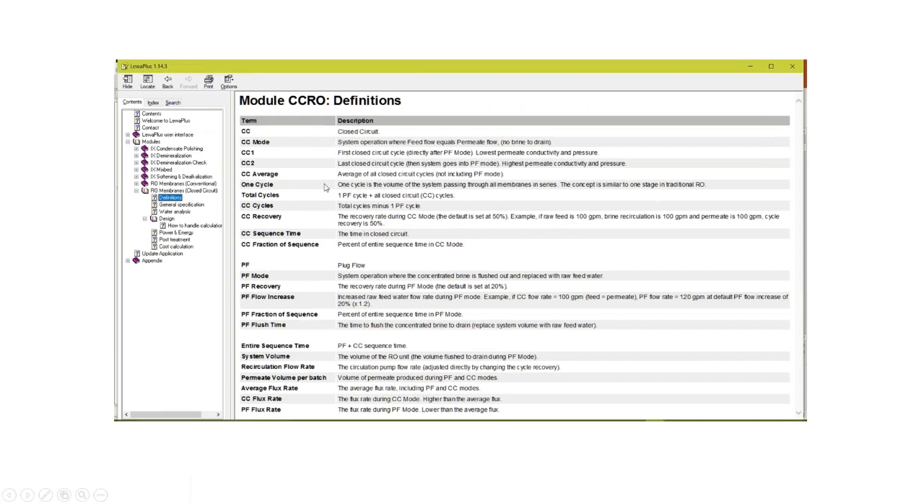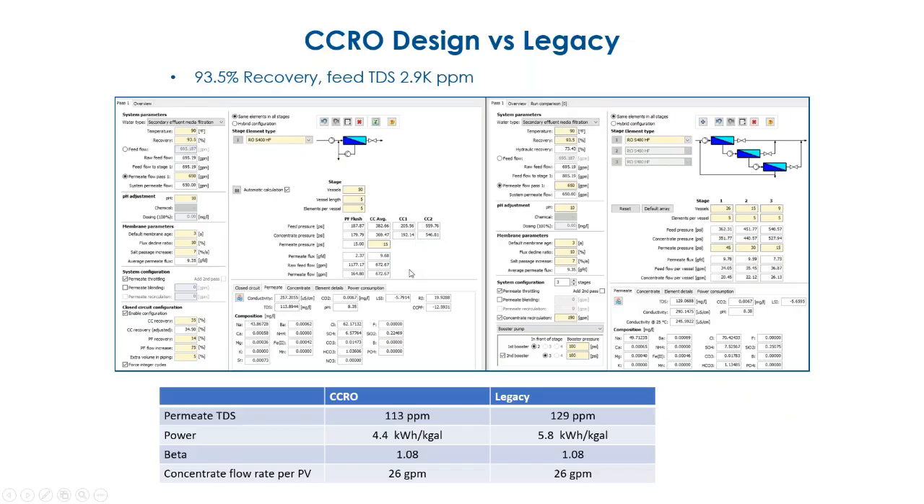There's a help section if you want to go in. I know some of these terms are new, and I probably didn't highlight all of them. So you can go in and look at the definitions, pretty detailed help section.